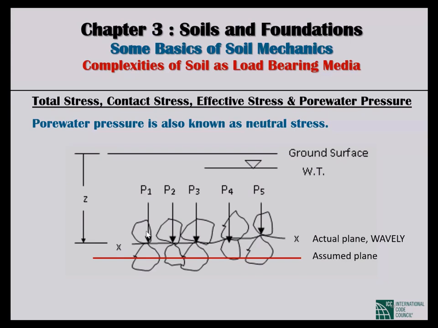So this P would be shared by soil particles. One particle is over there, another particle is over there. So there would be stresses over there. We call it contact stress. So P1 divided by this area, we call it contact stress for particle type 1. That means the particles will be in contact with each other. This is the top particle, this is the bottom one. This is P2, this is P3, this is P4, this is P5. Also the water in between will also take this load.